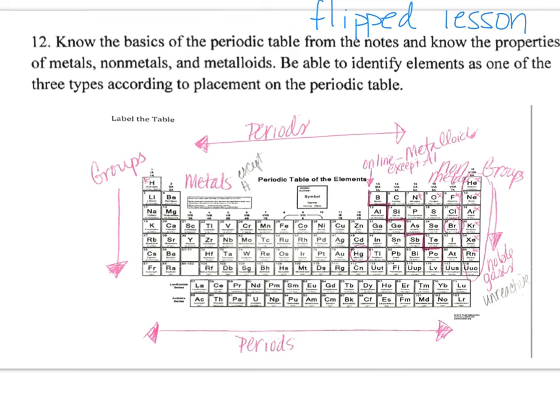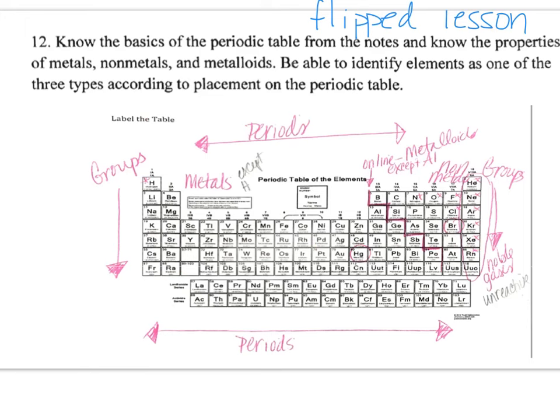Okay, so we know from our flipped lesson, we have to know the basic parts of the periodic table and know the properties of the metals, nonmetals, and metalloids. So here's the periodic table that we had in our notes that we did in our flipped lesson. Remember, the groups go up and down. So group, group, group, all the way up and down. And then the periods go side to side. So these are the periods.